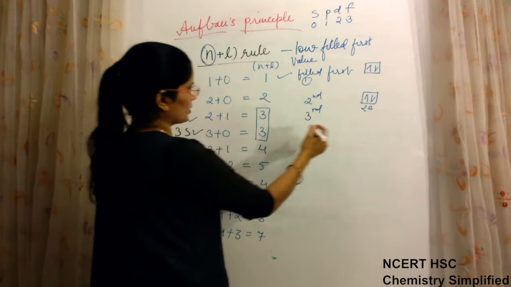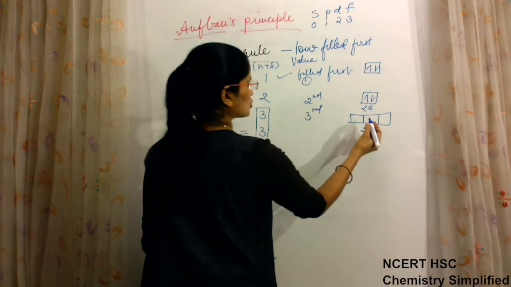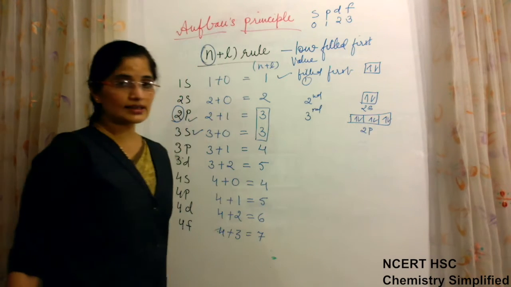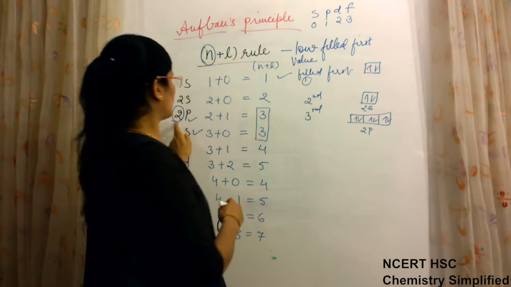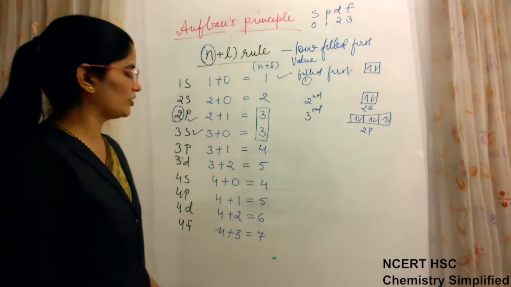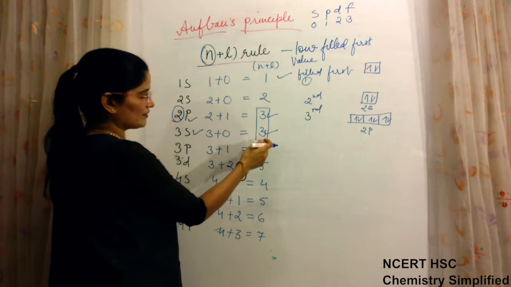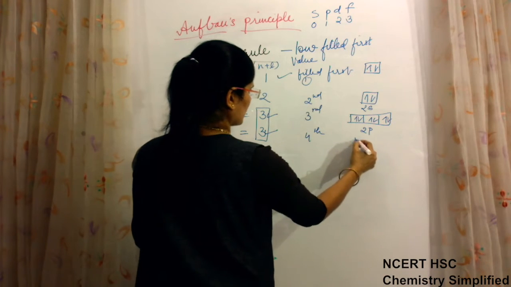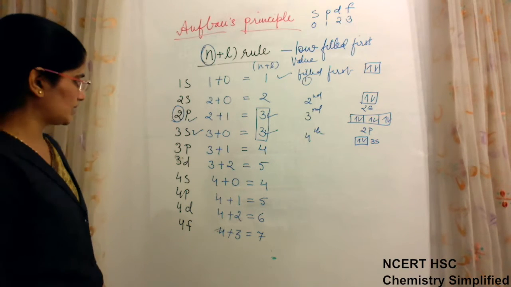Now 2p is like this. This is 2p. So how many electrons? 6 electrons in 2p will be filled. After that, which subshell will be used for filling? This one, because both of them have the same number 3. So we will come to 3s. This will be filled 4th. This is 3s. Okay, 2 electrons will come in 3s.